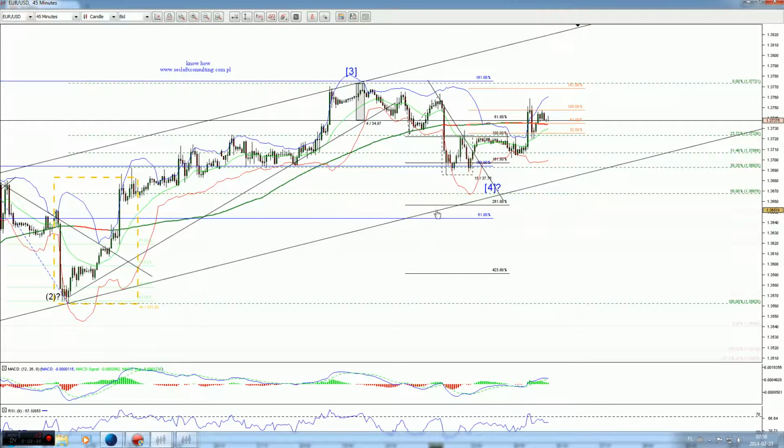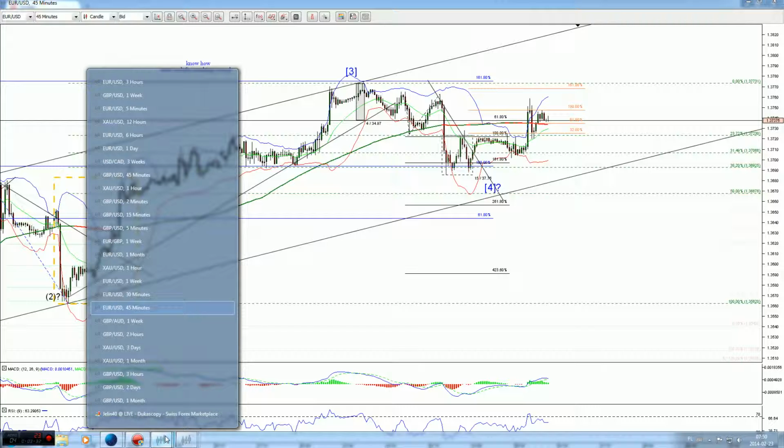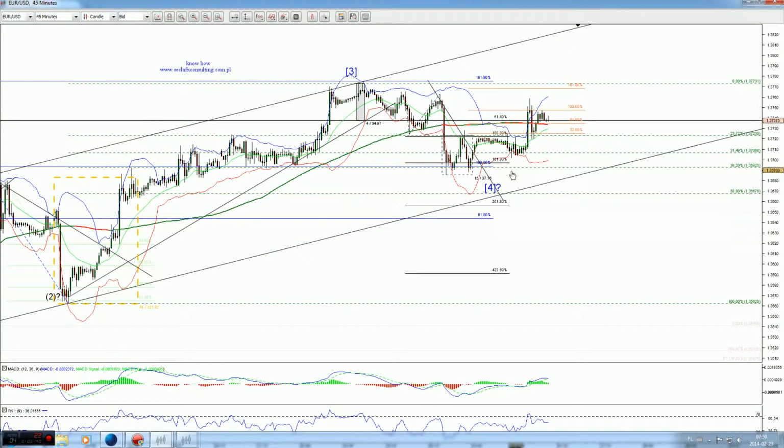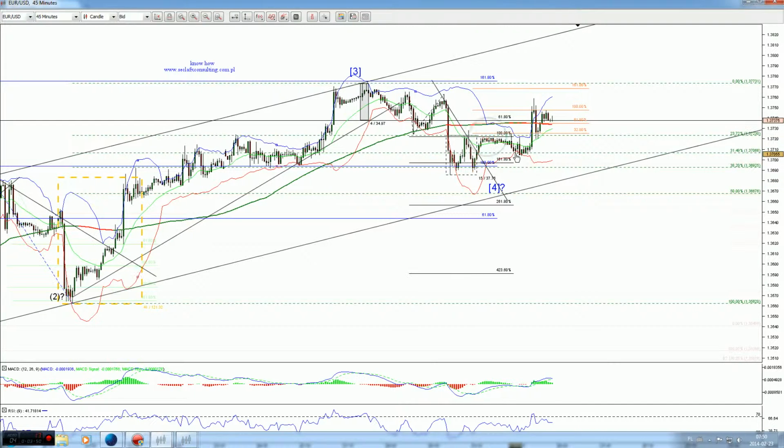And now the weekly candle, which I have just shown. This is not a strong candle. This is a green candle, but this is not a strong candle. So I will check this area, because there might be another A, B, and C correction. So this might still be a part of this fourth wave correction.